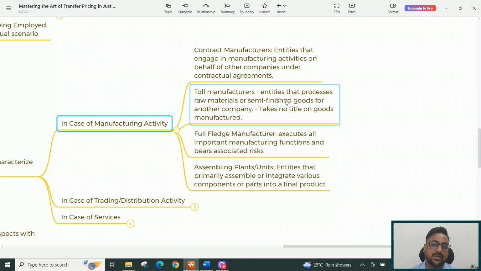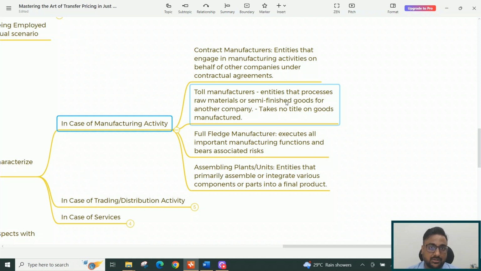There is no difference, but this type of entity does very low value addition to the entire product. They just assemble the product and then sell it in the market. You may understand what level of remuneration each type of entity should get, right? If it's a full-fledged manufacturer, he is liable to get more remuneration in a transaction compared to the other entity who has just provided a certain amount of service or performed certain functions, right? So that is what the entire part of characterization is.